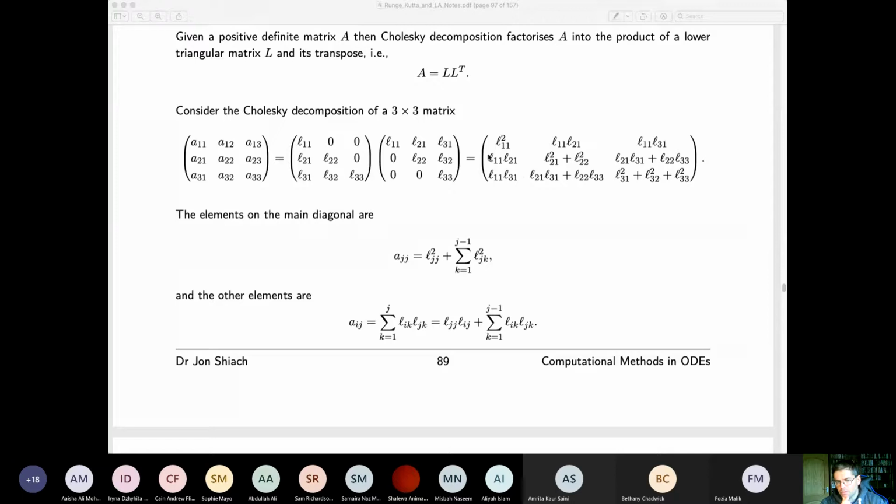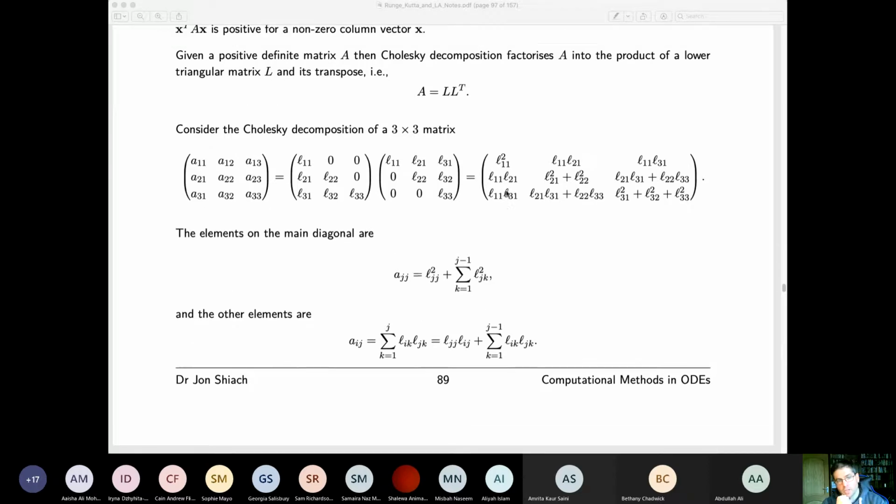So for example, this element here in the second row, first column is the same as the element in the first row, second column. So what this means is I only have to calculate one triangular region, the main diagonal elements and the lower triangular region, and I know the others. In this 3 by 3 matrix, I've got 6 unknowns, rather than the 9 in the 3 by 3 LU factorization. In the Cholesky decomposition, I've only got 6, so it's more computationally efficient.